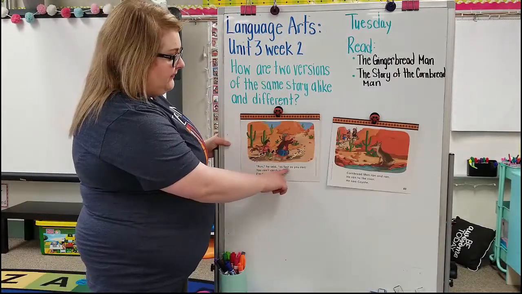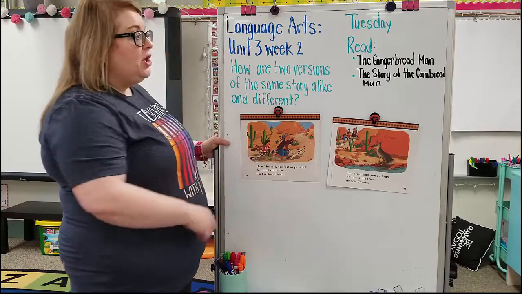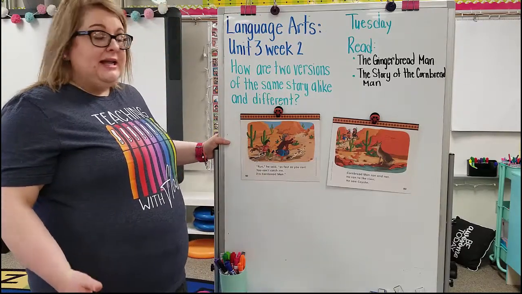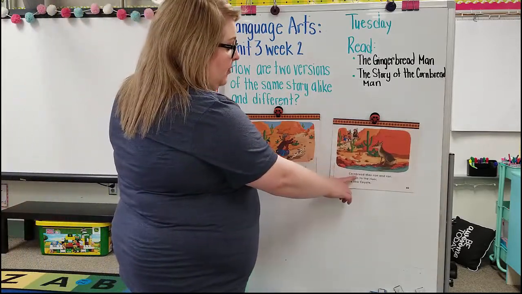Run, he said, as fast as you can. You can't catch me. I'm the Cornbread Man. So the Gingerbread Man said the same thing, right? He said, you can't catch me. I'm the Gingerbread Man. Okay, one more page.